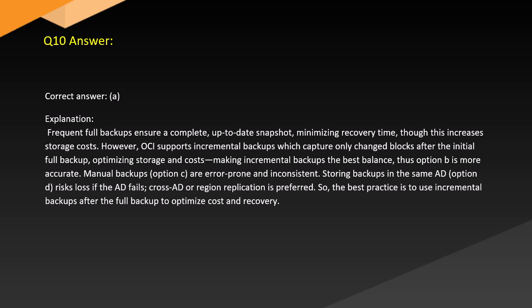Manual backups, option C, are error-prone and inconsistent. Storing backups in the same AD, option D, risks loss if the AD fails. A cross-AD or region replication is preferred. So the best practice is to use incremental backups after the full backup to optimize cost and recovery.